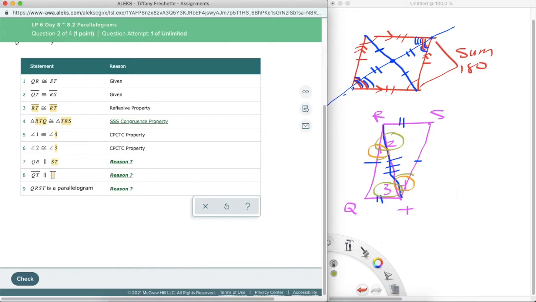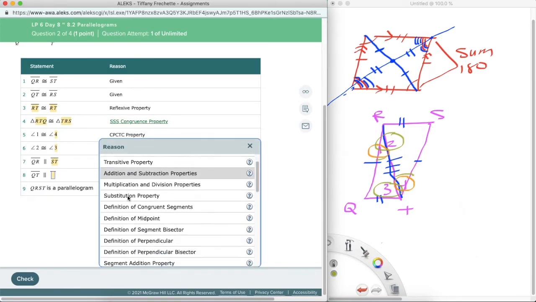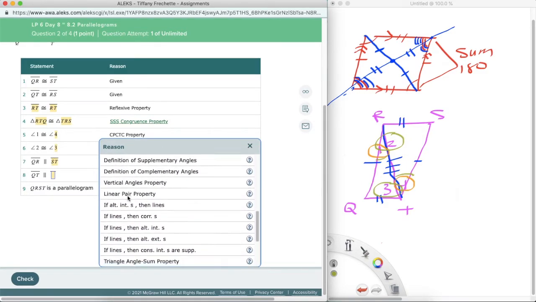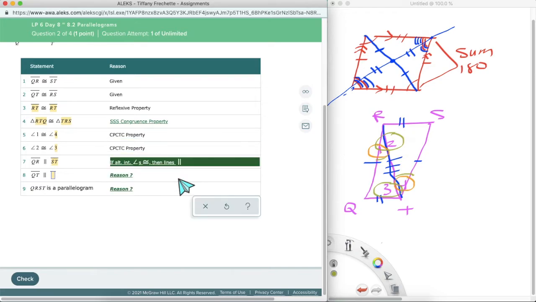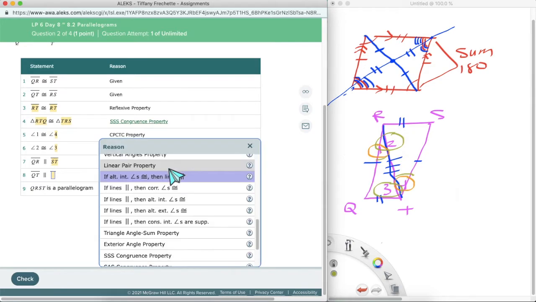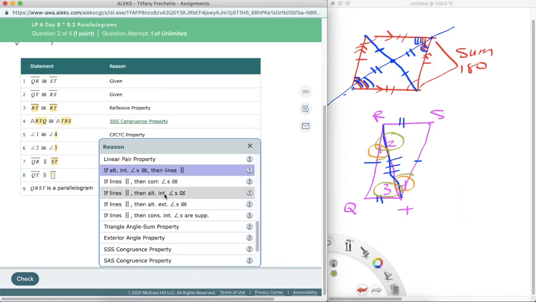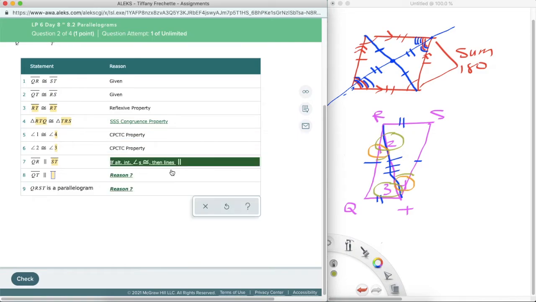You can go down and find: if alternate interior angles are congruent, then the lines are parallel. So make sure you're choosing the right one, because there is one that says if the lines are parallel, then alternate interior angles are congruent. We don't want that one. We have the angles first, and we're proving that the lines are parallel. So we're going to do the same thing for the bottom and the top.